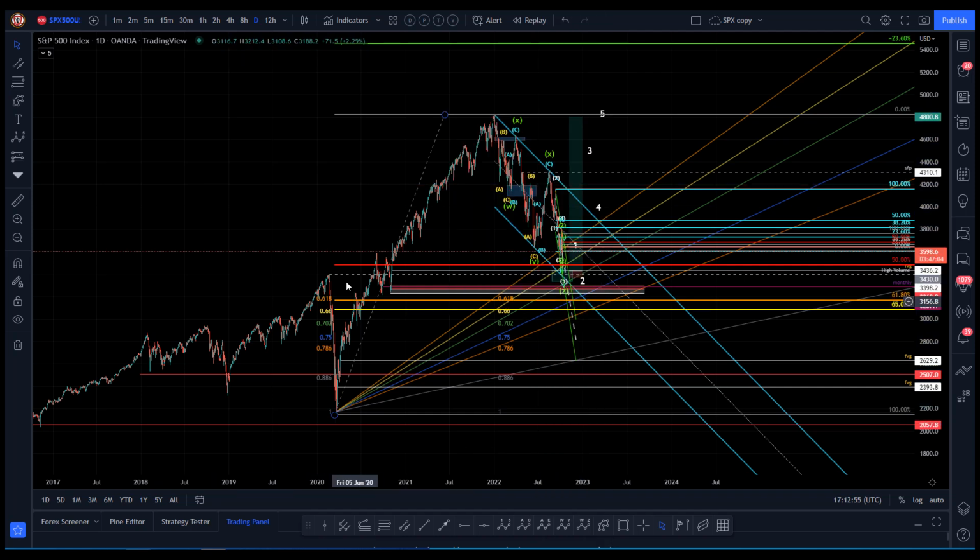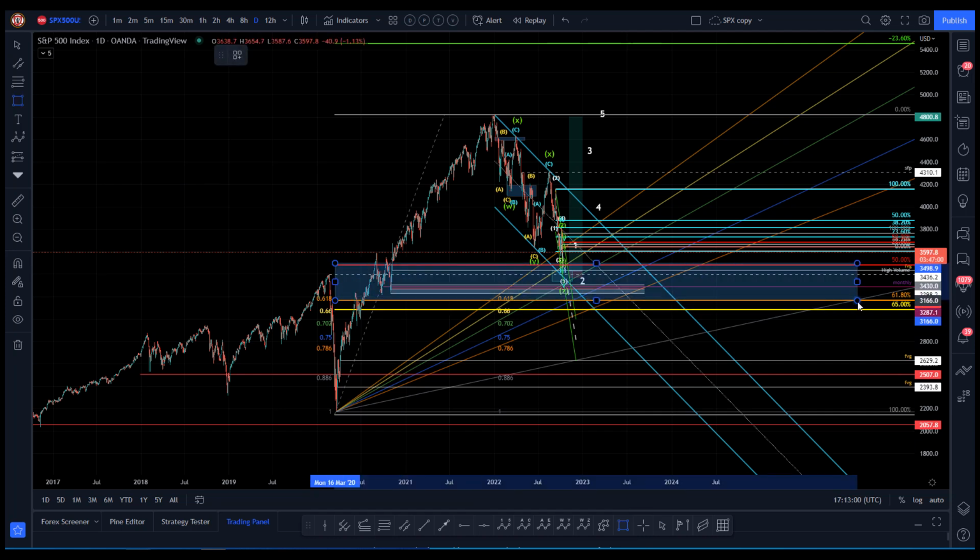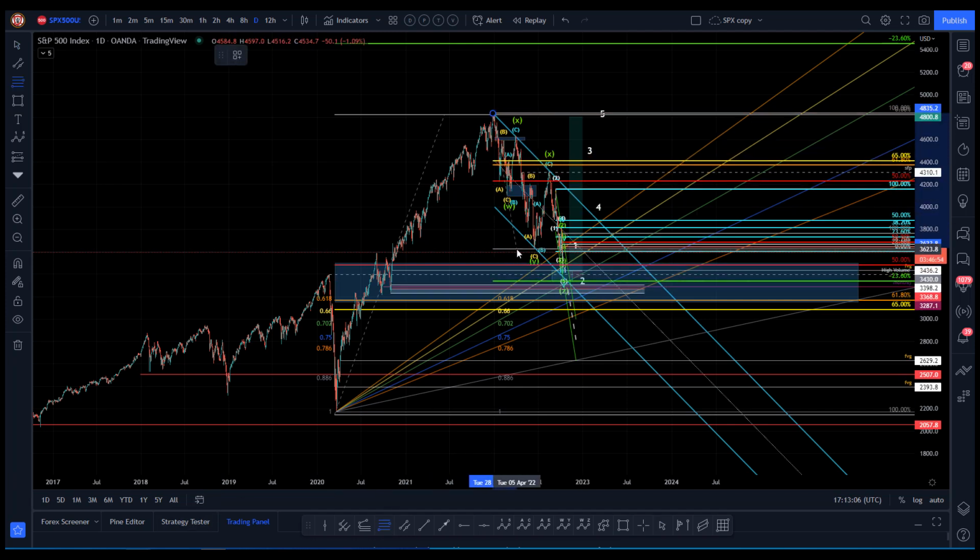Let's go golden zone here. So for coming down into this range, where would you be anticipating? Right there, right? So do you see how it all kind of starts to come together? Oh, and I think we've got this one here as well, right?